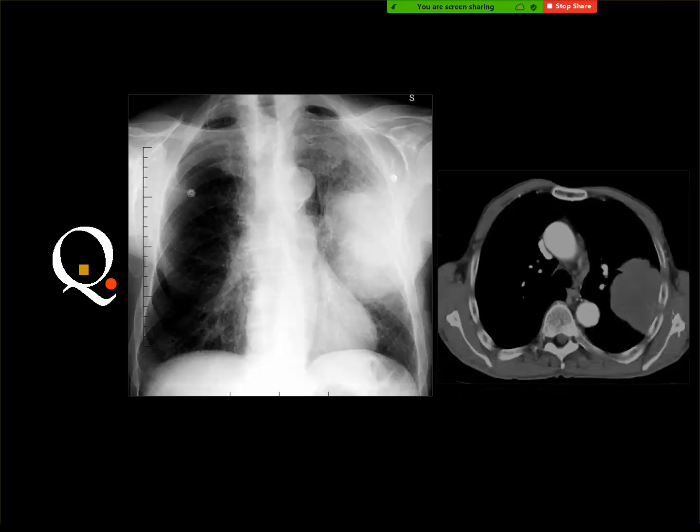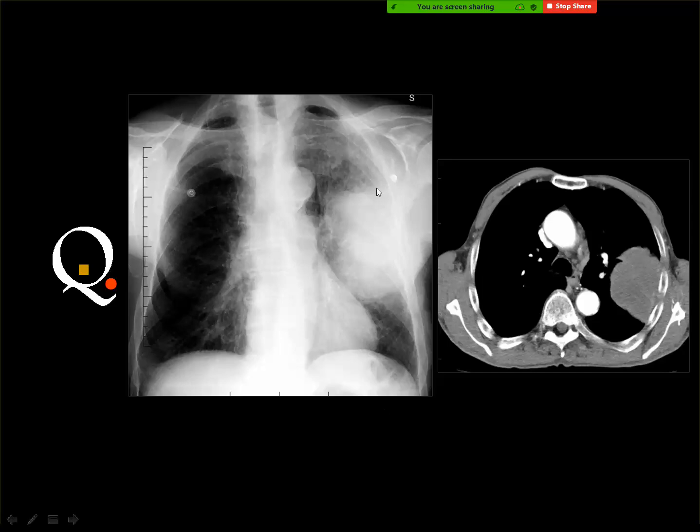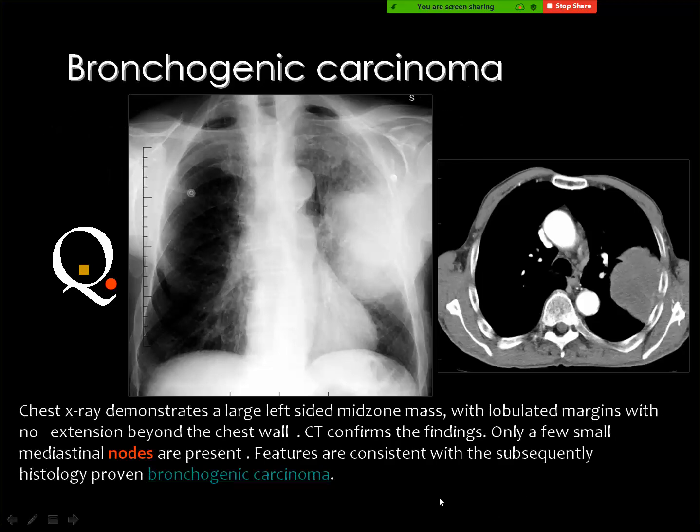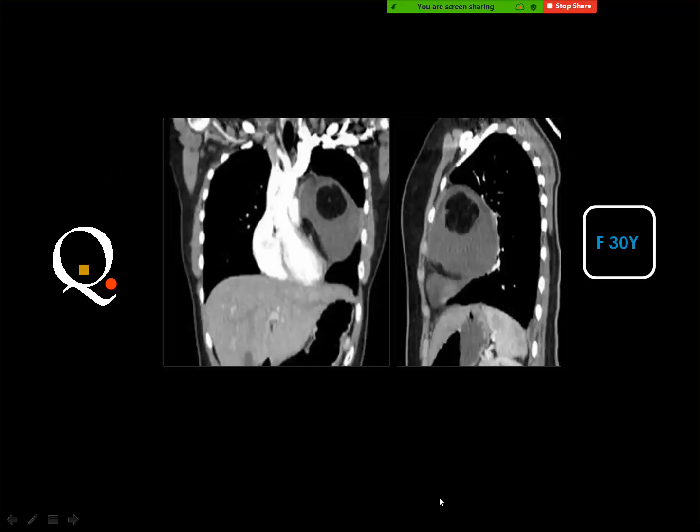A mass in the adult lung should be considered as bronchogenic carcinoma, and this is a bronchogenic carcinoma. Carcinoid.